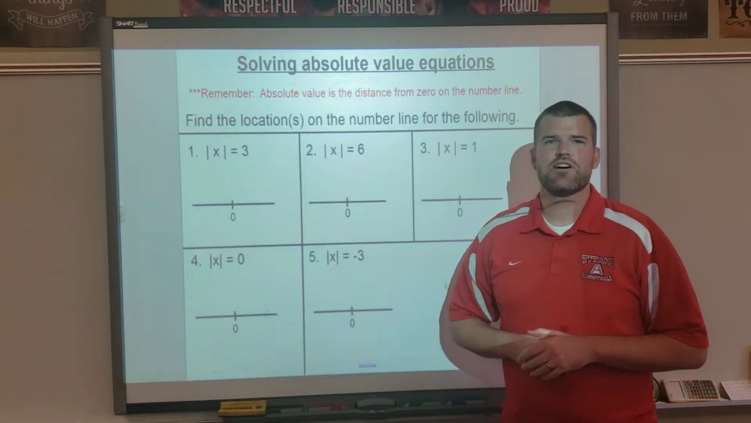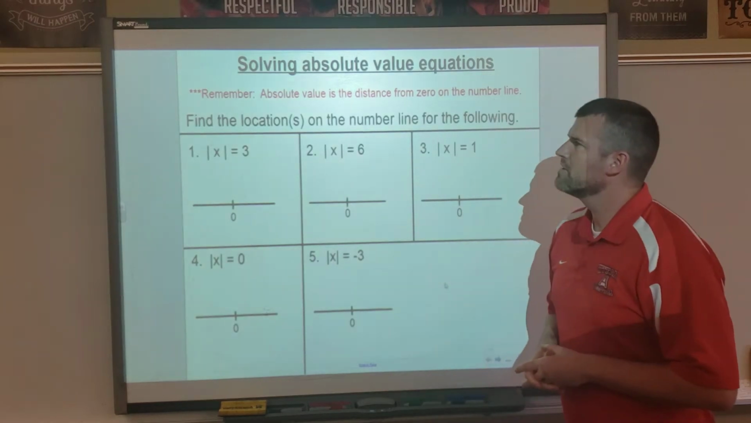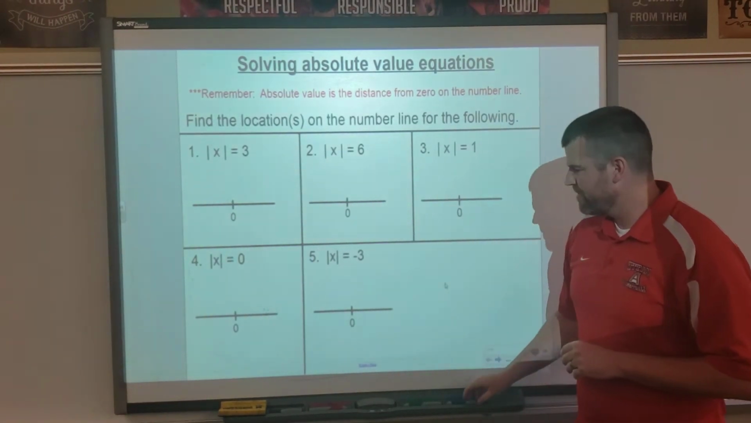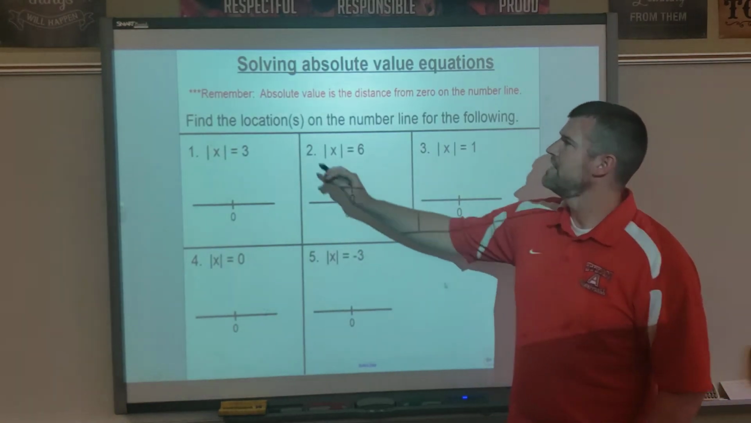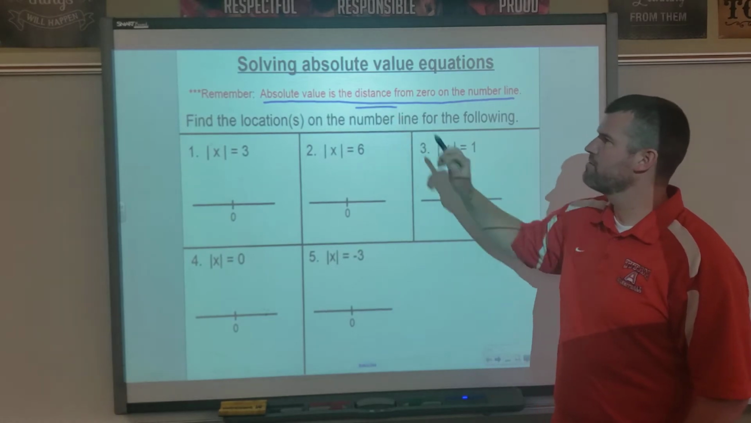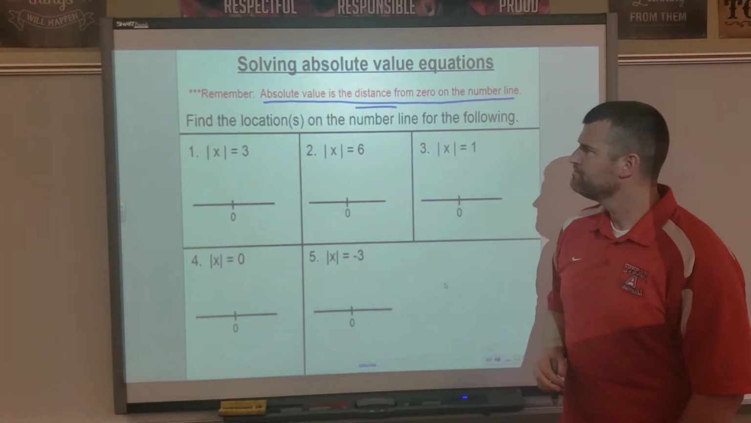Solving absolute value equations. So yesterday we worked on graphing absolute value, which the graphs were V-shaped. Today we're going to solve absolute value equations. An important thing to remember as we solve is that absolute value is the distance from zero on the number line. So we're always looking to see how far away it is from zero.